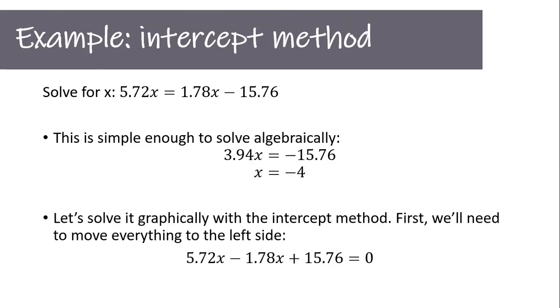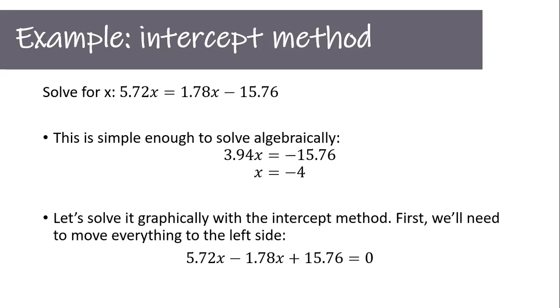Let's look at an example. So we want to solve for x, and 5.72x equals 1.78x minus 15.76. This is simple enough to solve algebraically. You can put the x's together, and then you just divide that 3.94 away, and you get x equals -4. But we want to do it with our calculator also. We'll confirm that x equals -4 in a moment.